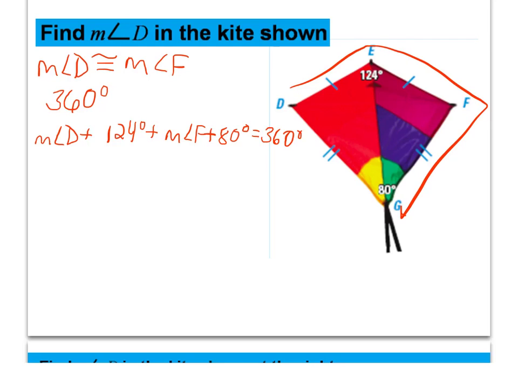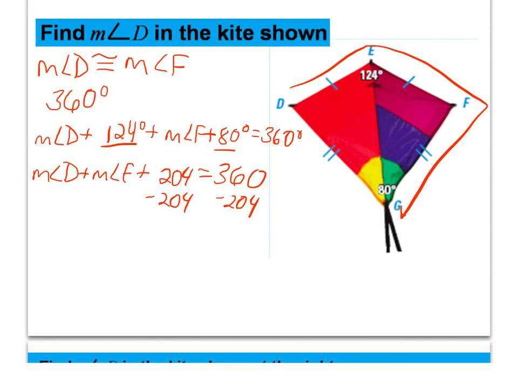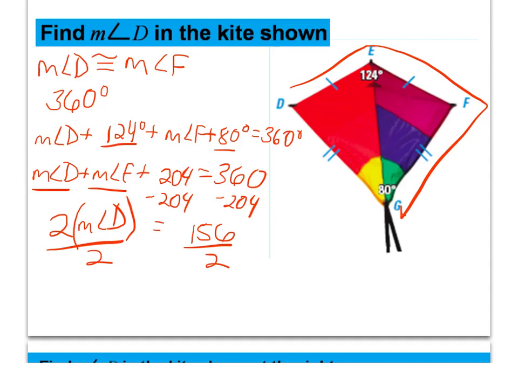From here, I'm going to solve this algebraically. First thing I can do is put my like terms together. So we have that the measure of angle D plus the measure of angle F plus 124 plus 80, which is 204, is equal to 360. Now I'm going to subtract 204 from both sides. So 156 is equal to the measure of angle D plus the measure of angle F. Well, we already said that the measure of angle F was equal to the measure of angle D, so this is just 2 times the measure of angle D, is equal to 156. So my last step, divide by 2, and we get that the measure of angle D is equal to 78 degrees.